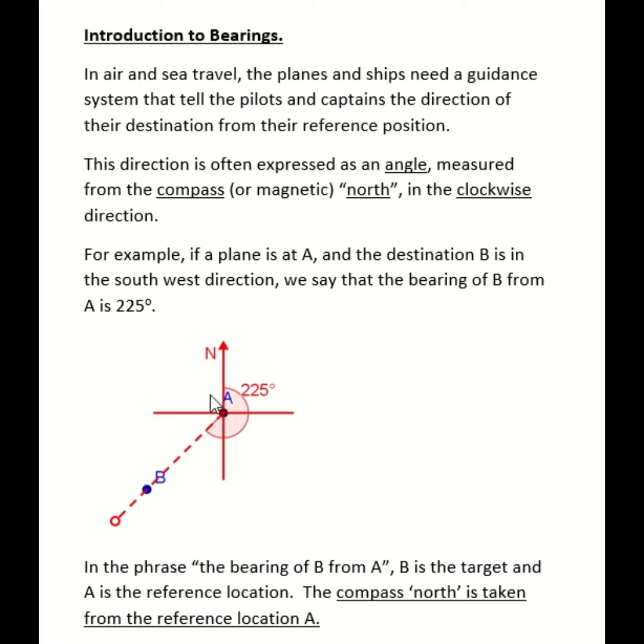For example, if a plane is at A and the destination B is in a southwest direction, we say that the bearing of B from A is 225 degrees. In the phrase the bearing of B from A, B is the target and A is the reference location. The compass north is taken from the reference location at A.